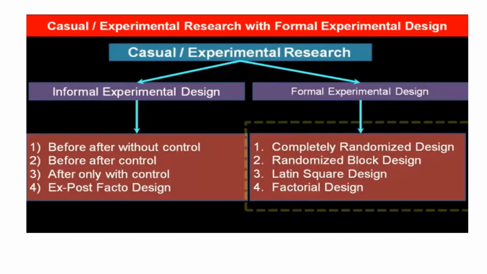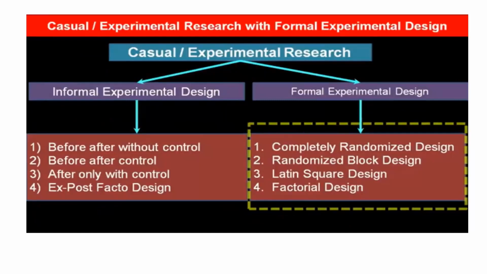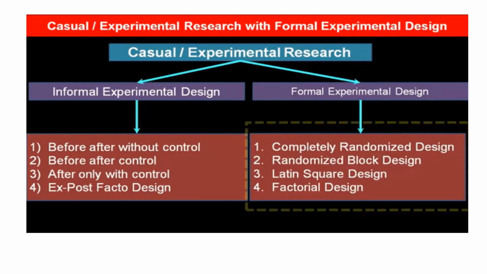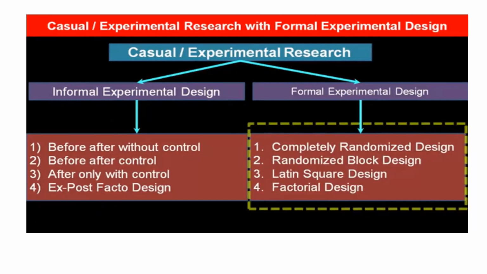Causal or experimental research is of two types, informal experimental design and formal experimental design. In the previous video, we discussed types of informal experimental design. In this video, we are going to discuss the types of formal experimental design. Formal experimental design is of four types: completely randomized design, randomized block design, Latin square design, and factorial design. We will discuss these types in detail.